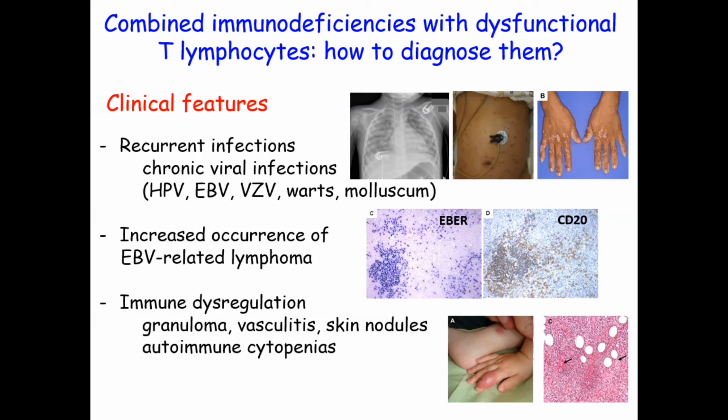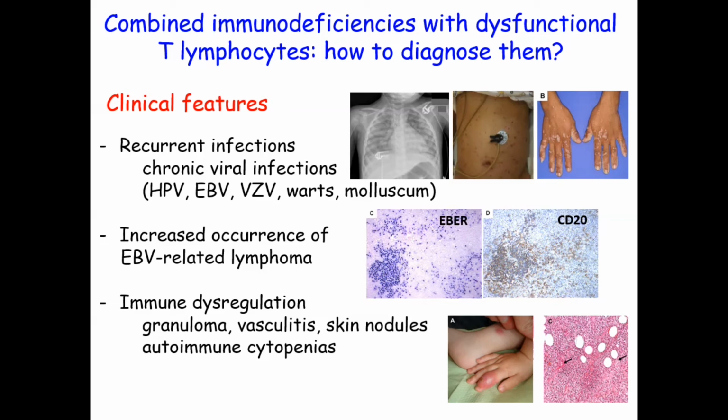EBV is also involved in many types of lymphoma. And in fact, if you follow these cohorts of patients with combined immunodeficiency, you will realize that many of them unfortunately develop EBV-related lymphoma. So there is a higher risk of malignancy, something you don't see very much in SCID, because infants with SCID tend to succumb to infections early in life unless they're treated with transplantation. And very importantly, and I already mentioned this, patients with combined immunodeficiency tend to have immune dysregulation.